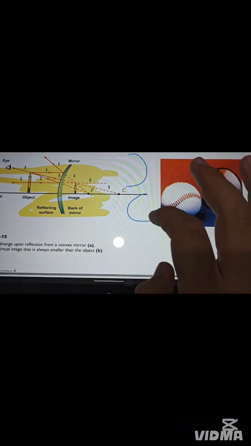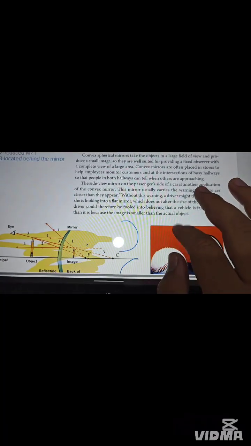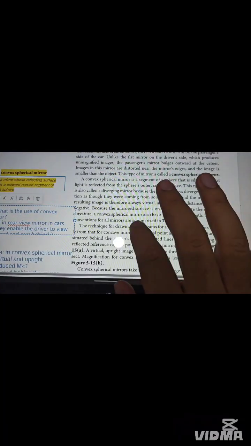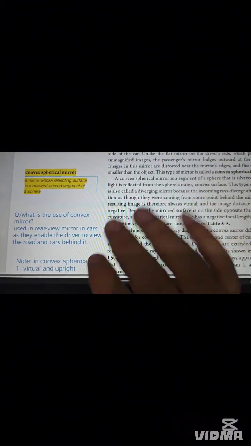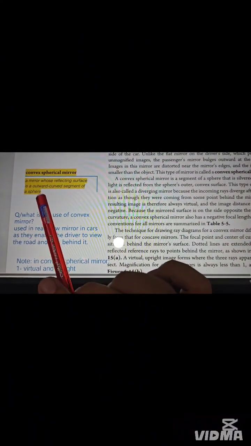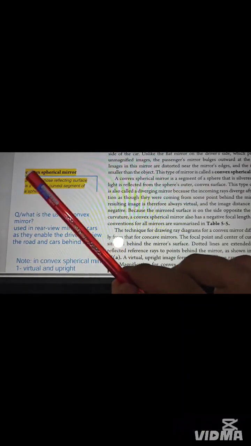Okay, now we are going to be explaining the part. First of all, here you have the definition of a convex spherical mirror: a mirror whose reflecting surface is an outward curved segment of a sphere.